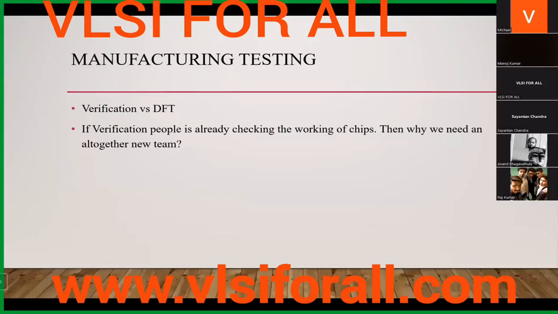If we want to test our chip with respect to the verification people, we need a very high amount of patterns. Because how can verification people test? For example, we have a state machine, and if we want to test that state machine, we need to follow the process to program that state machine.